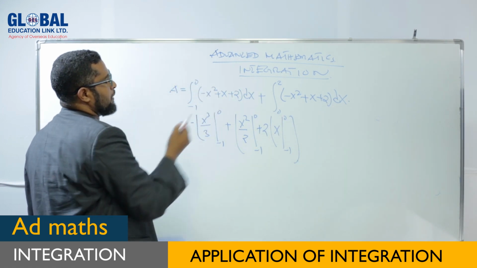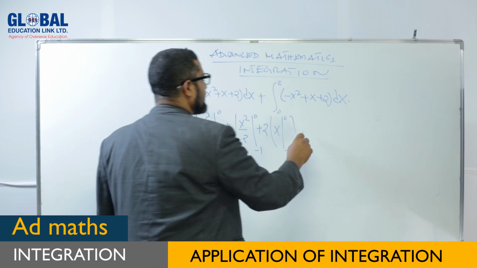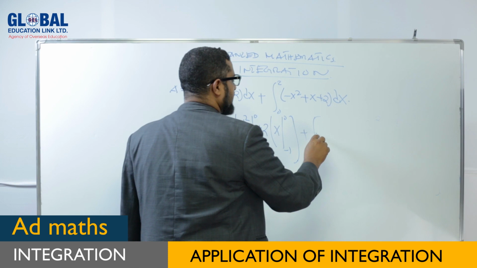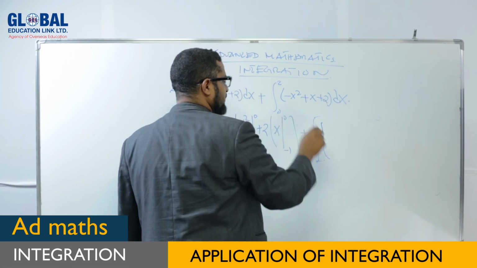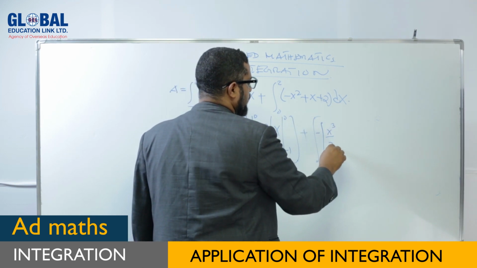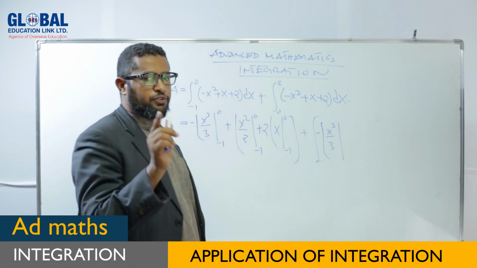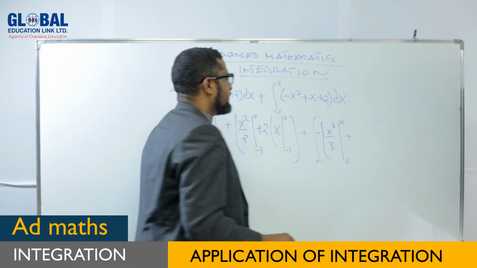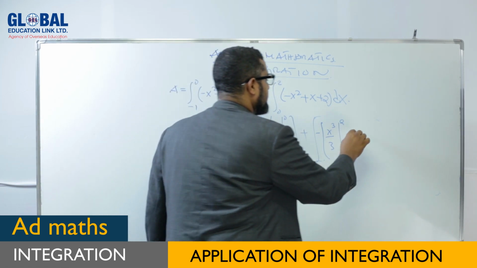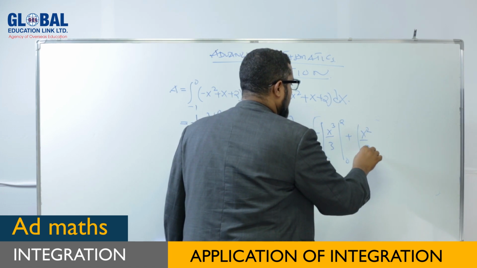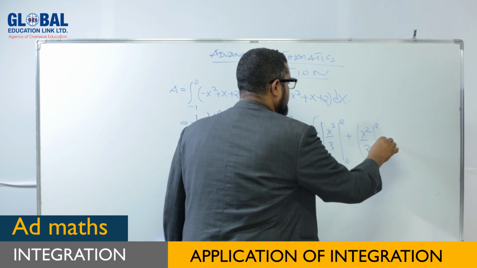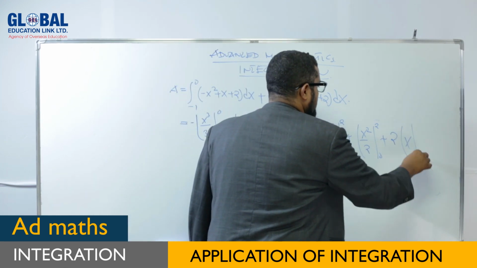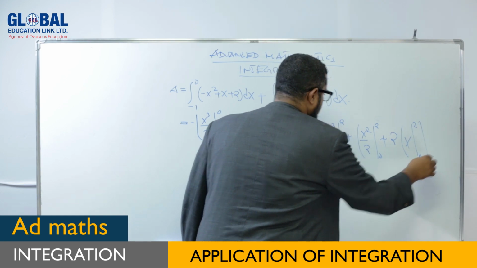This is from the first part of the integral. Then we add the second integral part. Then we integrate again. We take the negative out. So this negative here will be x cubed over 3, but the limit now is from 0 up to 2. We add the second one, that is x squared over 2 from 0 to positive 2. Plus the last one, that is 2x from 0 to 2.